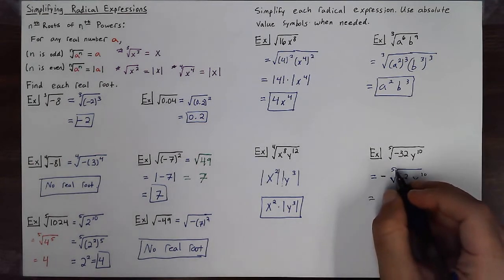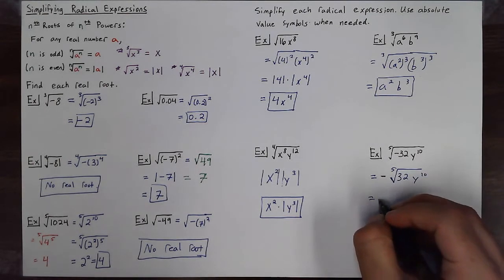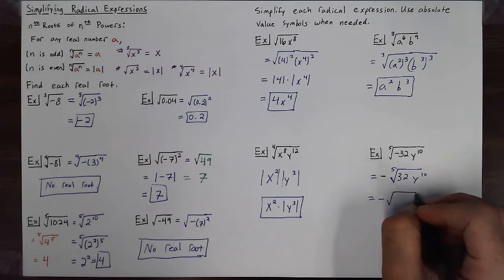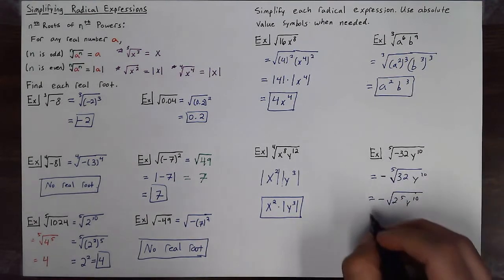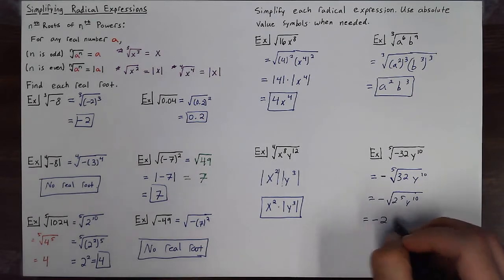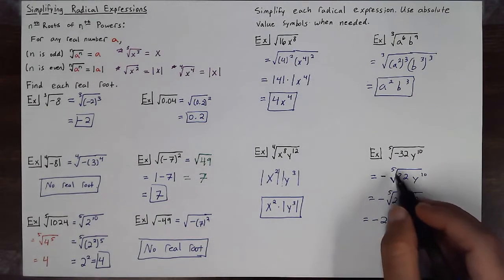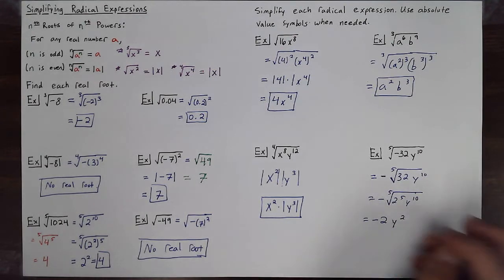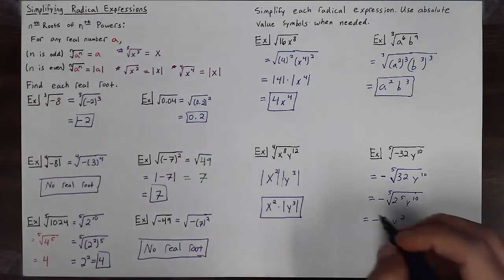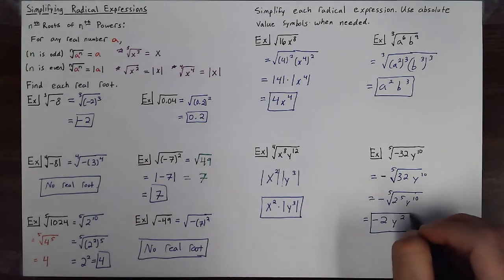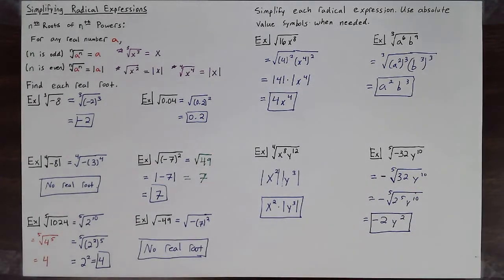Now the 5th root of 32 is known as 2 to the 5th. So the 5th root of y to the 10th, 10 divided by 5, y squared. And I don't need to worry about absolute value for an odd root. So I end up with this expression. And that is how you simplify radical expressions.